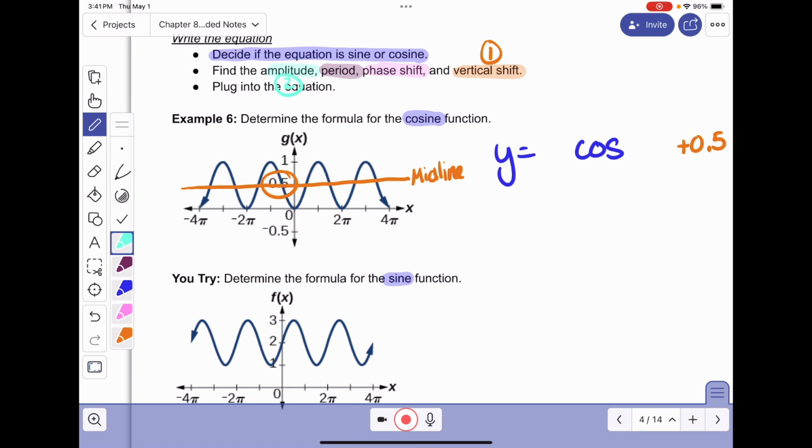Then we can find the amplitude. From that midline, we go up to 1. So our amplitude is 0.5. Now, our cosine usually goes max to max. So we have a high point to a high point. If that's the case, our A is positive. If it goes from minimum to minimum, our A is negative. So for this curve, if we start at 0, we end up going minimum to minimum, so we would make this negative.